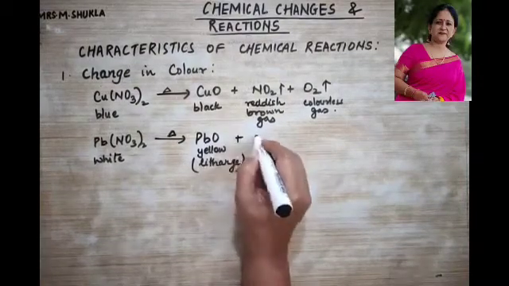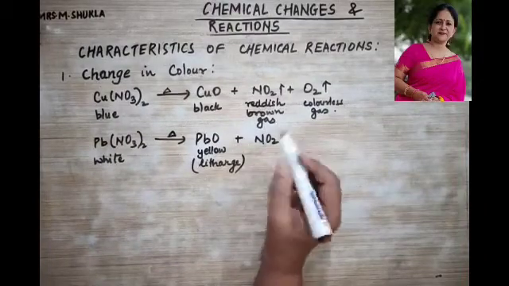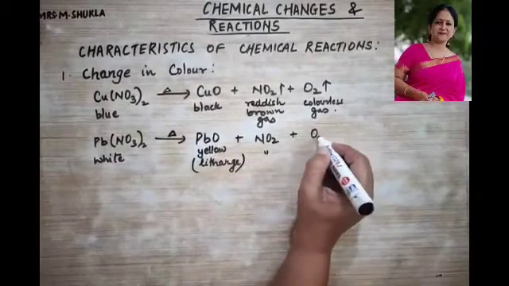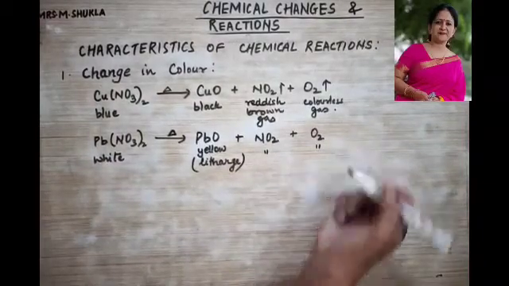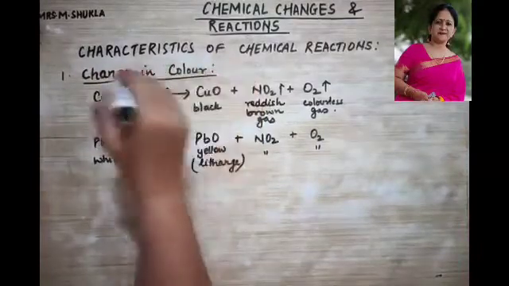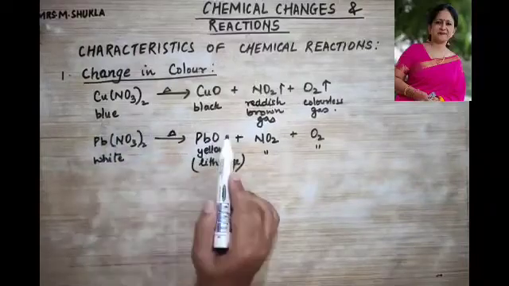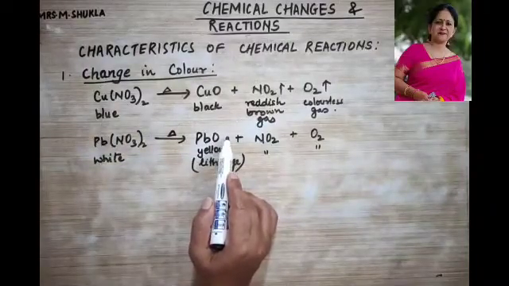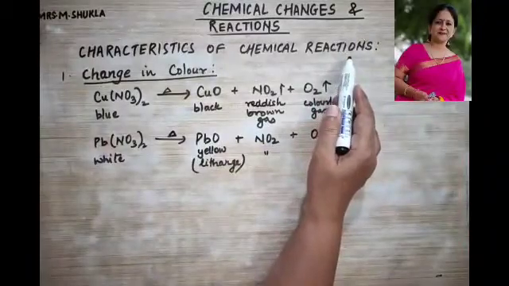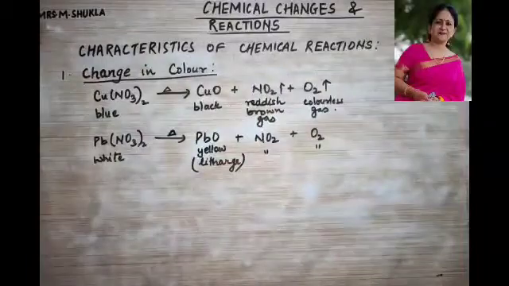And what else is it going to give you? Nitrogen dioxide gas. What is the color of nitrogen dioxide gas? Reddish brown gas, plus oxygen gas, that is a colorless gas, is given out. So I hope this first point is clear to all of you. Change in color. The reactant on heating changes its color. So this is one of the characteristics of chemical reactions, that the reactants change their color on heating.